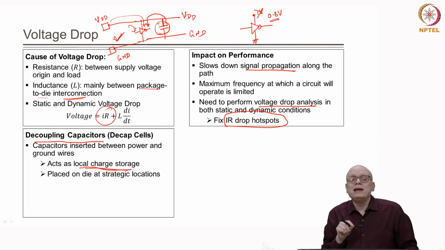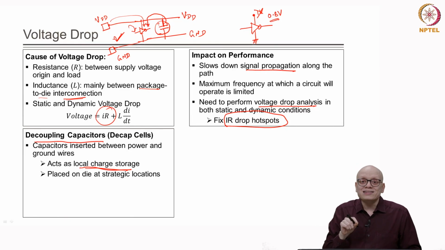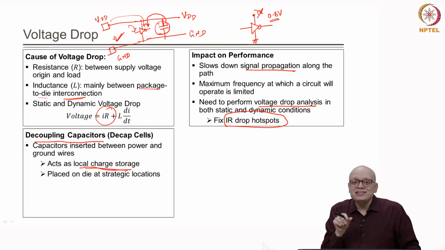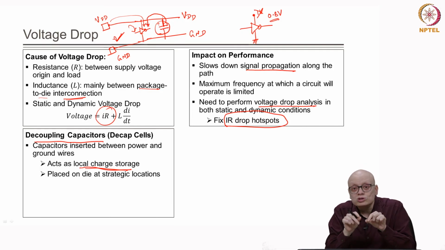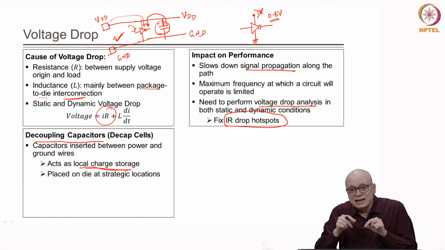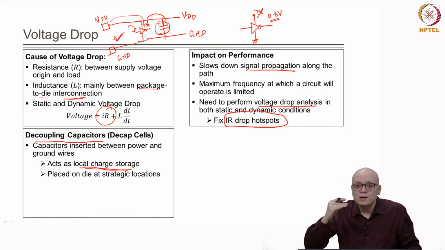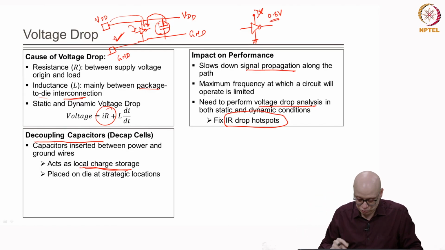Now, where should we place these decap cells? We should place these decap cells at strategic locations. For example, if we know on the layout that these are the IR drop hotspots, and we put decap cells closer to those regions, then these decap cells can provide local charge to the circuit elements within that IR drop hotspot, and the problem of voltage drop will be reduced, right.